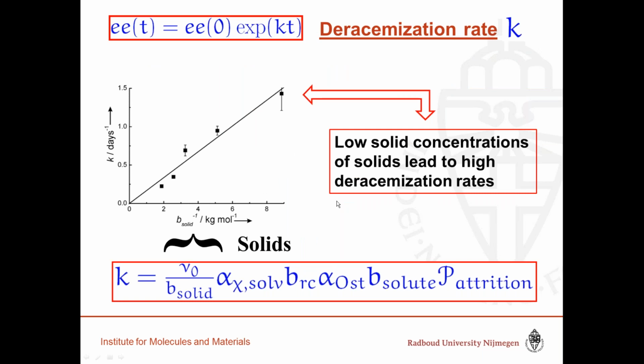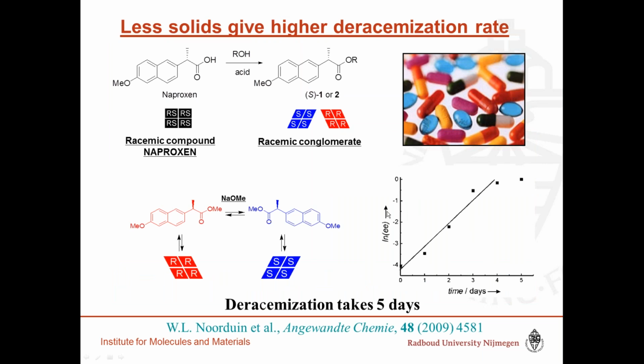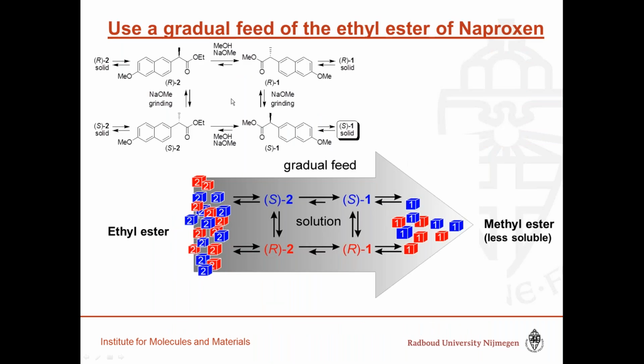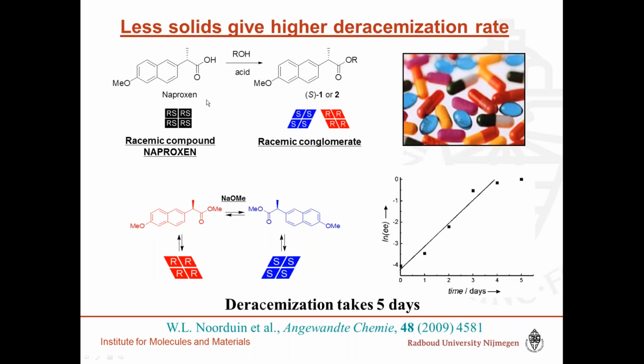Now the other one which I wanted to show you is that if you go to very low solids, which is on this side of the graph, then you also get an increase in the deracemization rate K. And therefore, Wim used this for the case of this compound, naproxen, which is a medicine. The disadvantage of naproxen is that it is a racemic compound. But on the other hand, if you make the methyl or ethyl ester of this compound, you get a racemic conglomerate. And this is what he did.